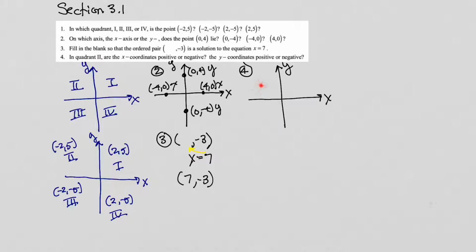And number 4, we're looking to answer this in quadrant 2. All right, here's quadrant 2. The x coordinates are positive or negative? Well, look at the x. We're over here, so we're to the left of 0. So these are going to be negative, right? So the x's are negative. And then what do we have here? The y's are positive or negative? So we're in quadrant 2. We're to the left, x's are negative, but we're up. So the y's are positive.